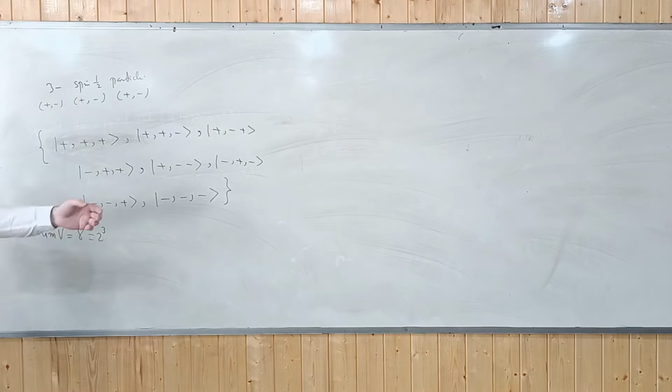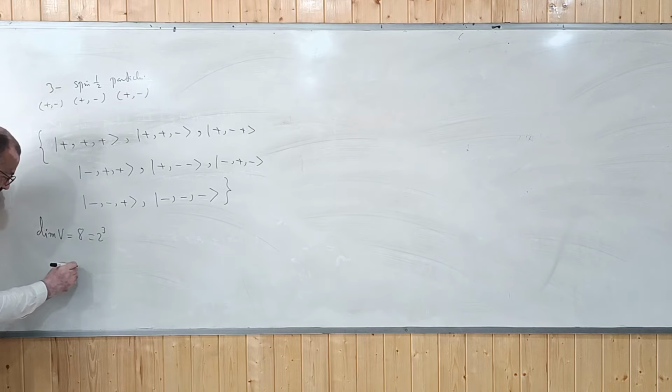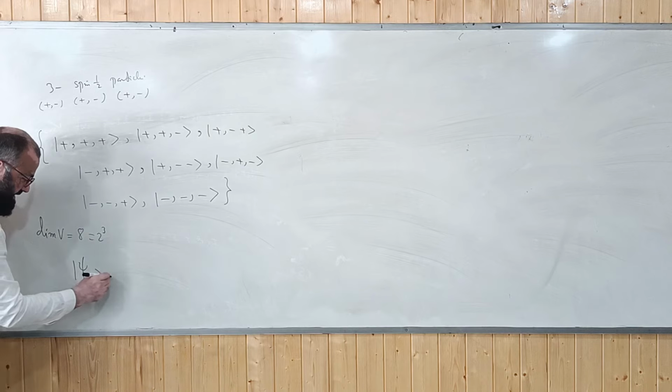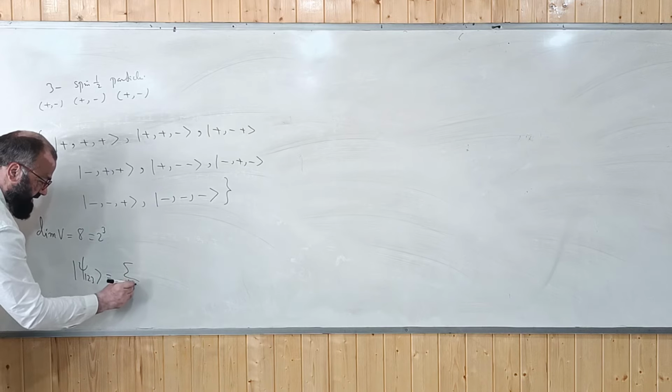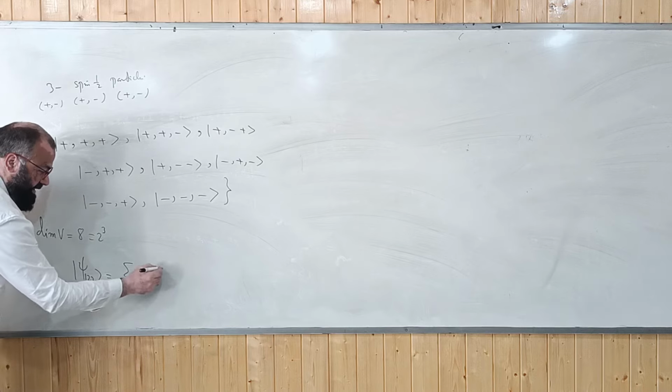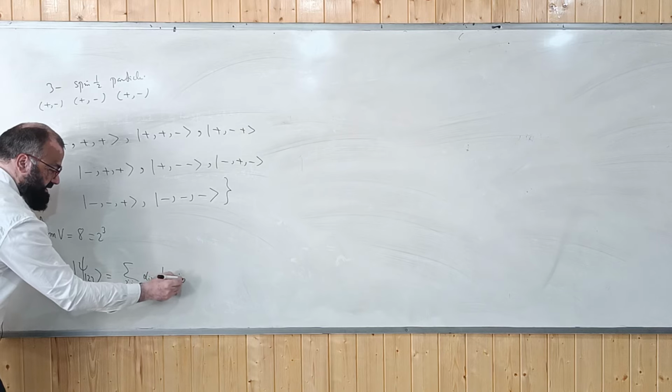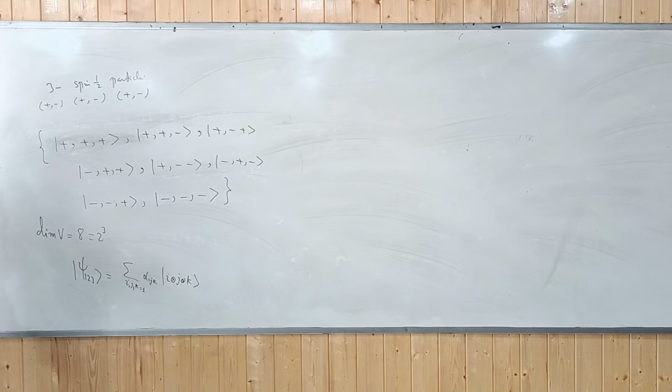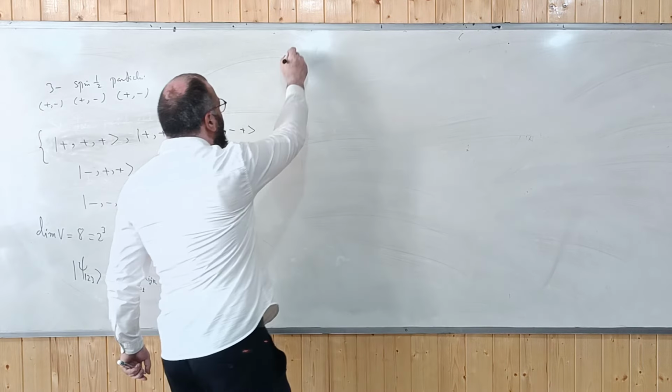Got it? Okay, so now you can construct an arbitrary state. So let's write, for 3 particles, an arbitrary state as a summation over i, j, k, where they go as plus minus, alpha i j k, i tensor j tensor k. So this is how you can construct a general 3 particle state in the spin basis. Got it? So now let's construct the operators.